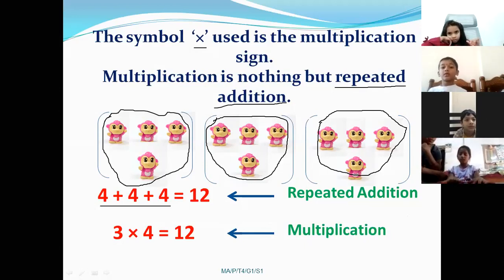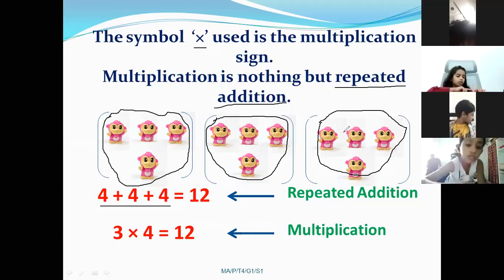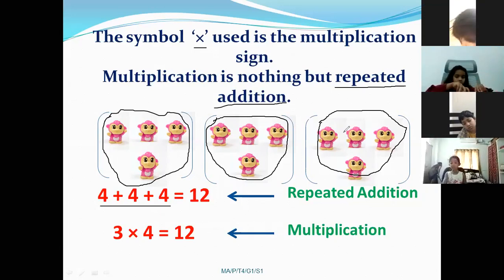Children, why are we repeating the number 4? Because in one group there are 4 toys. That's why we have written 4 again and again. And we have written this 4 three times because there are 3 groups. Okay, you all should know this: why we are repeating a number and how many times we are repeating it.